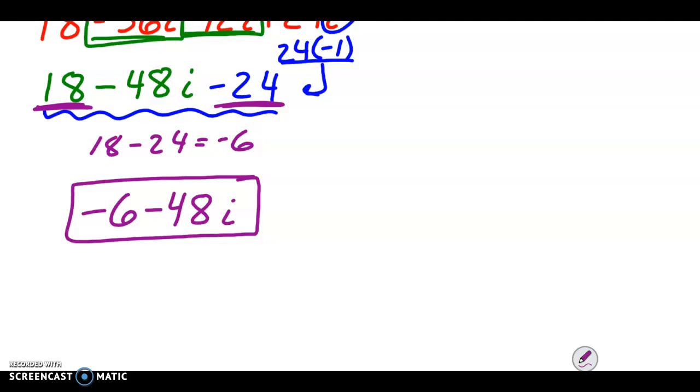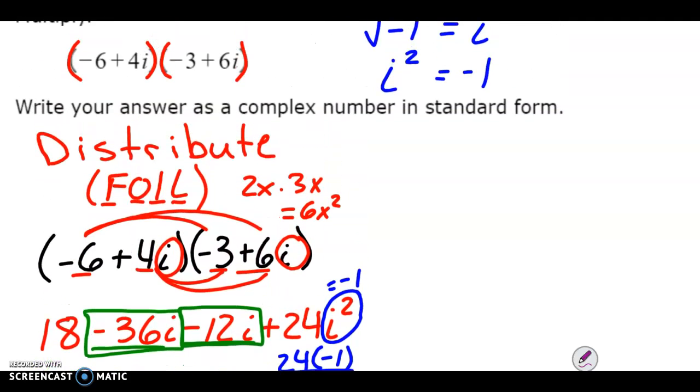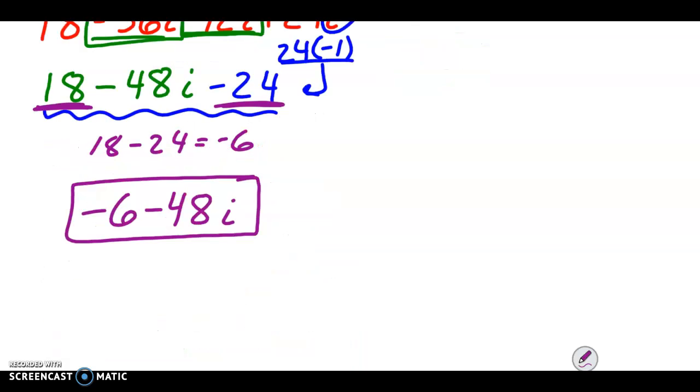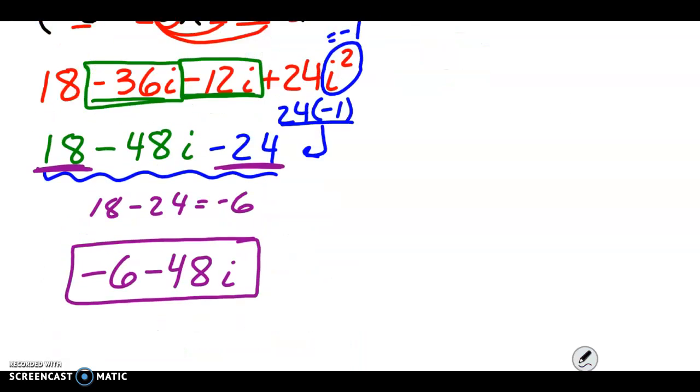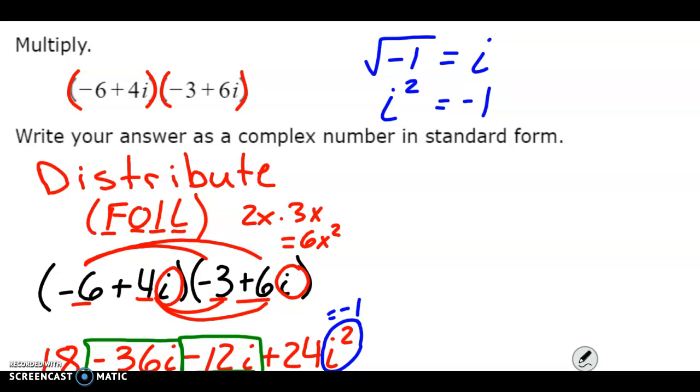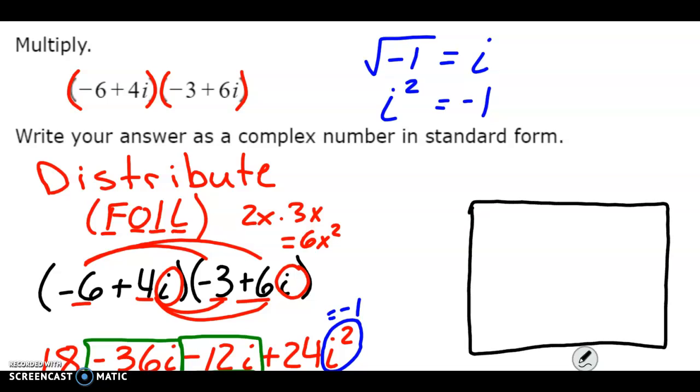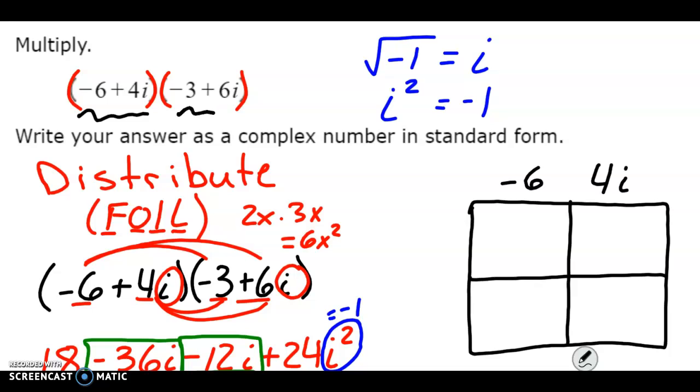Okay? And then just so you guys can see this in another way, if you don't want to do the distributive form here, you can do the box method. So you're going to have a box. Some of you may learn how to multiply binomials this way. So you're going to put one of those binomials along the top and another one along the bottom. So I'll put -6 and 4i along the top, and another one along the left-hand side, -3 and 6i.